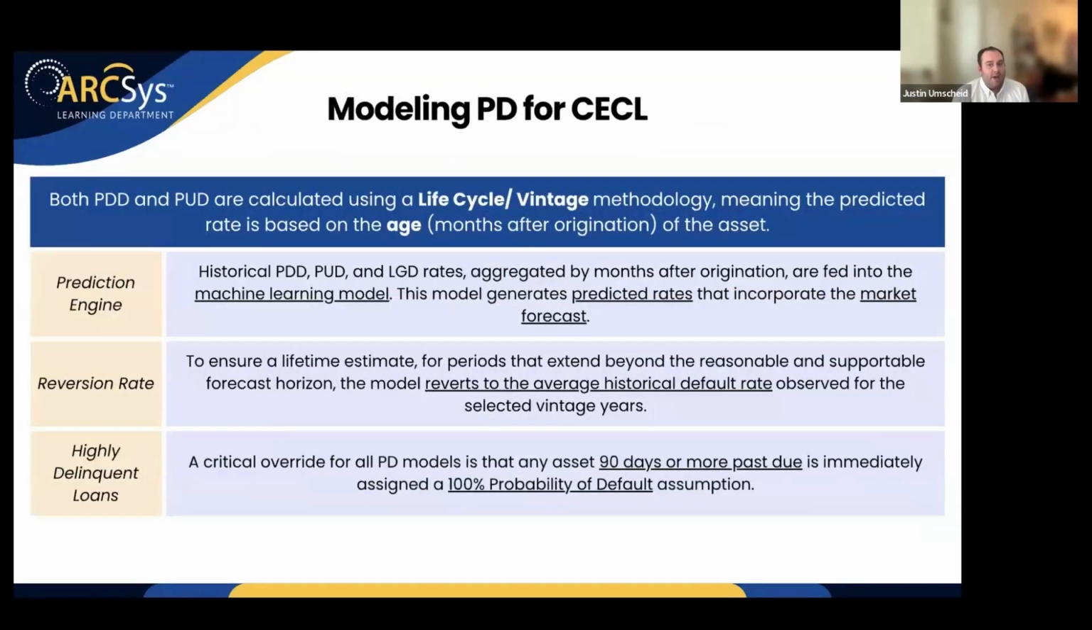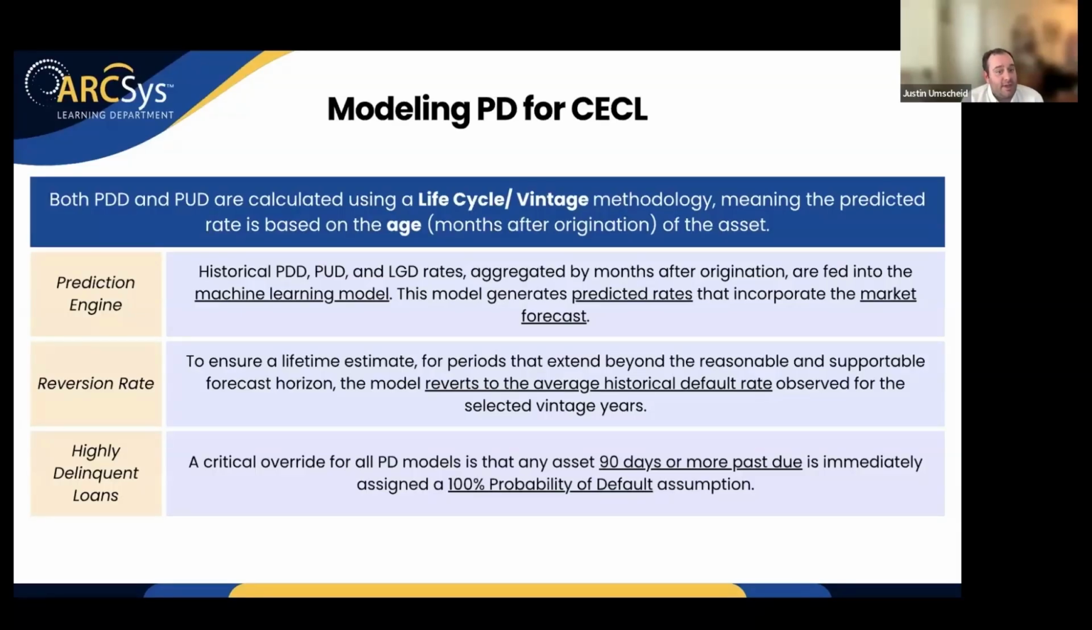All right. So PD models, like I said, these are vintage-based models again. So we're going to be looking at things by month after origination. Instead of building in expectations for charge-offs, though, we're now going to be feeding in default activity by month after origination and building in the expectation that a loan is going to go greater than 90 days delinquent. Additionally, we have our reversion rate. So you're going to have a period of time where it's projecting default expectations, and any point beyond that period of time will revert to the average historical default rate.